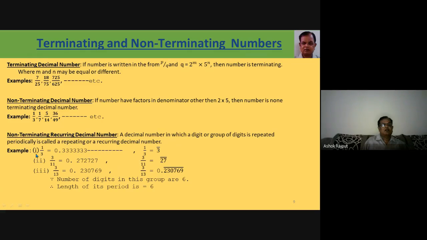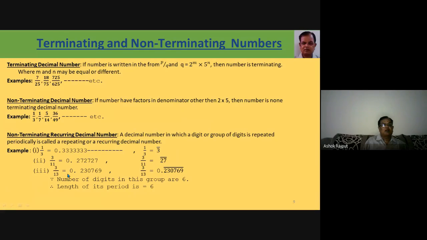But in this class, when we write it this way and divide it, we get 0.33333 up to infinity. We can write this number as 1 by 3 equal to 0.3 bar. We read it 3 bar. And 3 by 11 equals 0.272727 up to infinity. Then it is 3 by 11 equals 0.27 bar. Bar means it is continued or repeated.